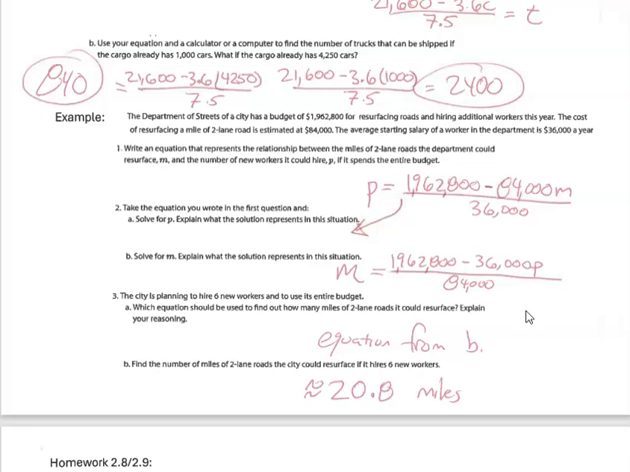Our equation is, it says write an equation that represents the relationship between the miles of 2-lane road the department could resurface, M, and the number of new workers it can hire, P, if it spends the entire budget. So it looks like I did not write that equation down, but basically the total 1.9628 million is going to equal the 84,000 M, that accounts for the cost for the actual roads, plus 36,000 P. And that is talking about 36,000 times the number of people that they're hiring.